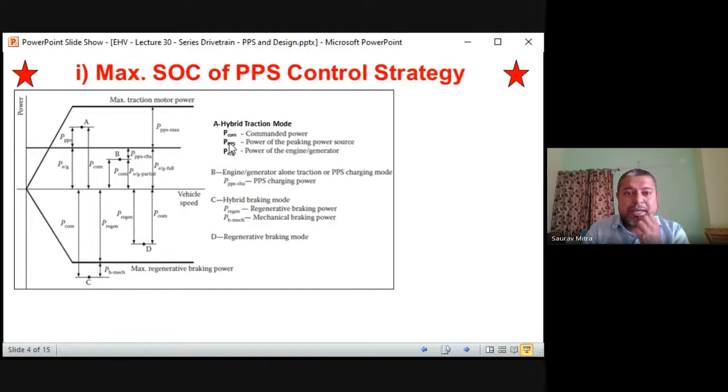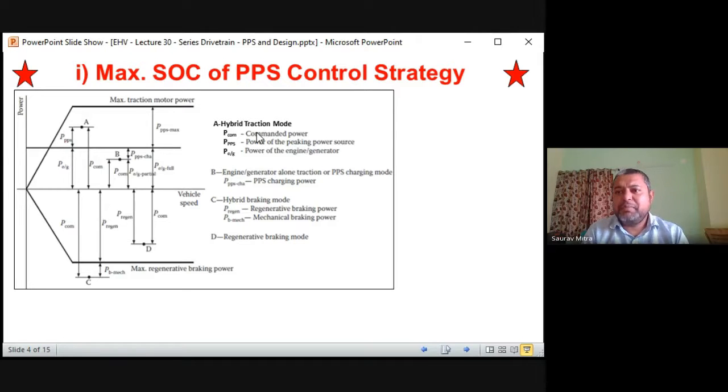Second is PPPS. Here in the book, you will find that there is a mistake. First they have written PCOM, and second also they have written PCOM. So while you are drawing this diagram, don't follow the book, follow my diagram only. Everything else is the same, but this second line should be PPPS. There is a printing mistake in the book, so please be careful. PPPS is the power of the peaking power source, not braking power source. I'm sorry, this is the power of the peaking power source.